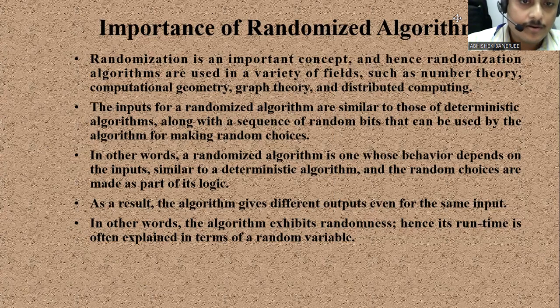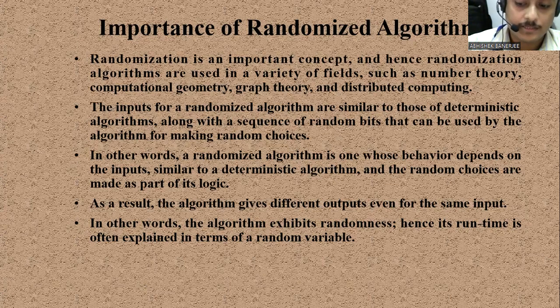In other words, randomized algorithm is one whose behavior depends on the inputs, similar to a deterministic algorithm, and the random choices are made as part of its logic. As a result, the algorithm gives different outputs even for the same input. In other words, the algorithm exhibits randomness, hence its runtime is often explained in terms of random variable. Basically, there are two types of randomized algorithm.